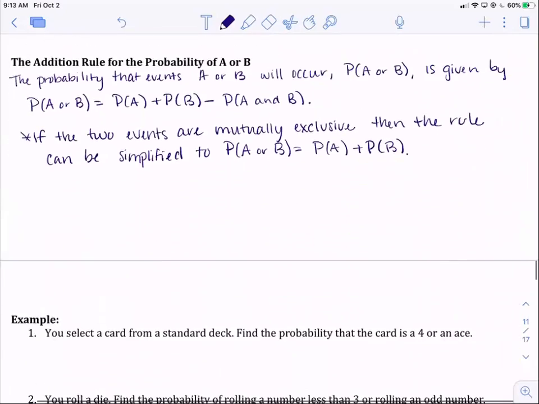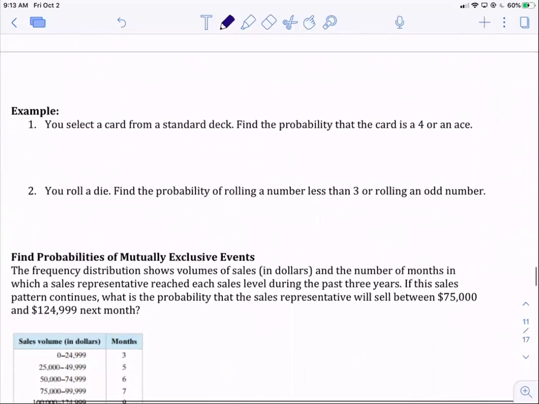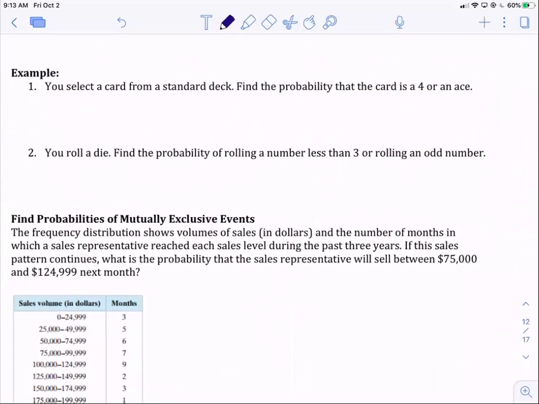All right, looking at this first example, you select a card from a standard deck. Find the probability that the card is a 4 or an ace. Can a card be both a 4 and an ace? The answer is no. It means they are mutually exclusive. How many 4s are in a deck of cards? There's 4 out of the 52 cards. How many aces are there? Again, there's 4 out of the 52, which leaves us 8 over 52, which we divide, and we get 0.154.